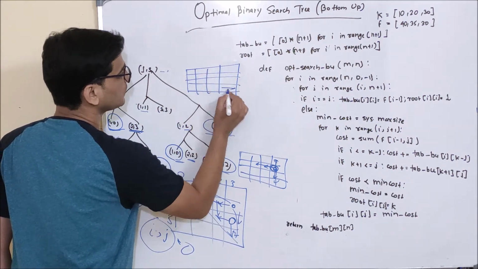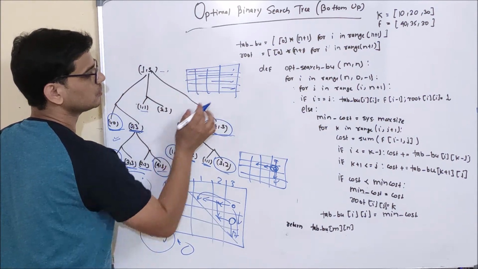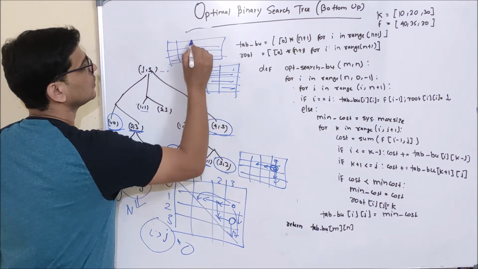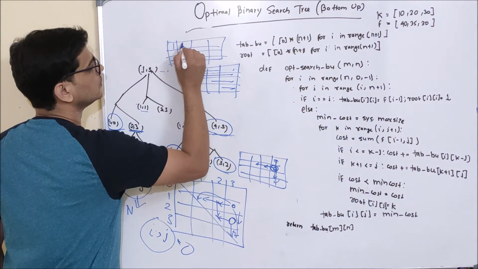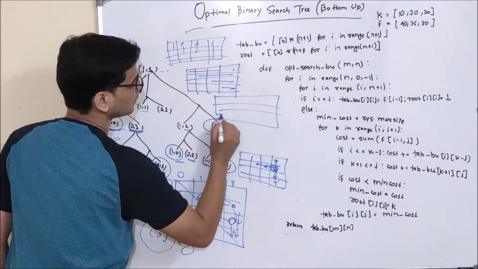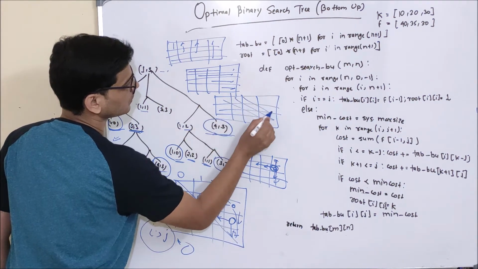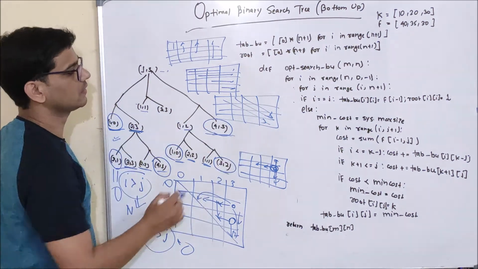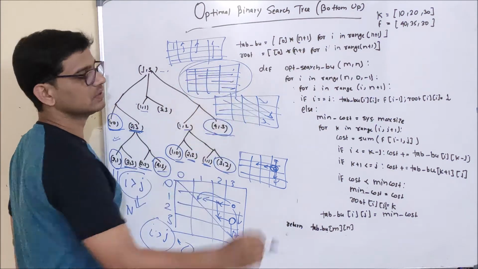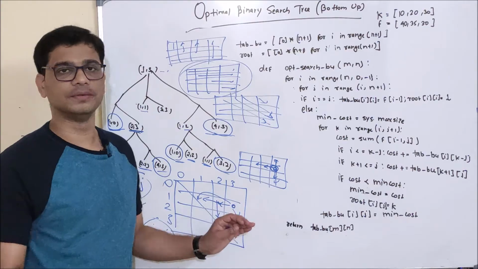One way is filling the table in this fashion. That is, from last row to first row, left to right. Second way is to fill table like this. Third way is to fill table like this. Okay, and I have written code for this particular way. Okay, now let's understand this particular code.